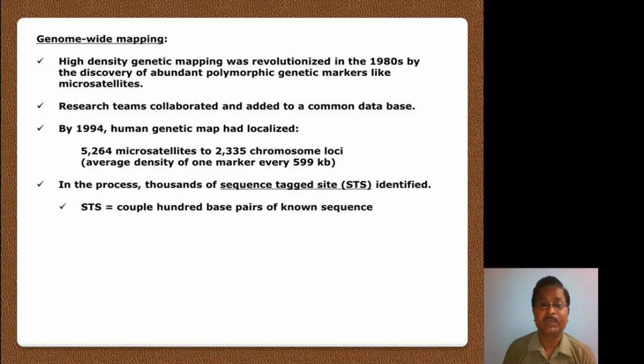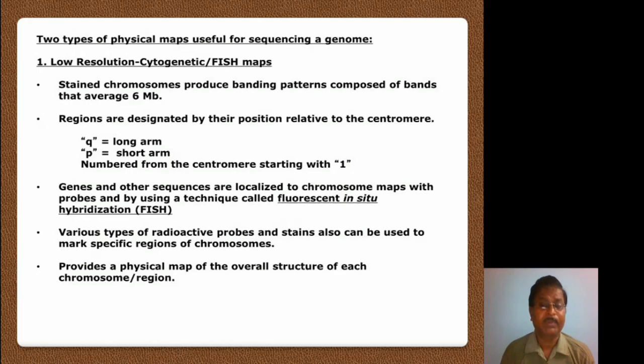Two types of physical maps are useful for sequencing a genome. One is called low resolution maps. They are cytogenetic or FISH sketch maps. Chromosomes can be stained with some dyes. Stained chromosomes produce banding patterns composed of bands that average 6 Mb. Then regions are designated by their position relative to the centromere, which is at the center of the chromosome.